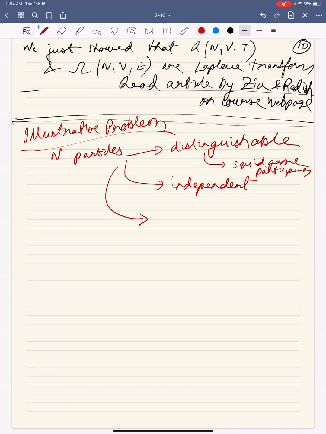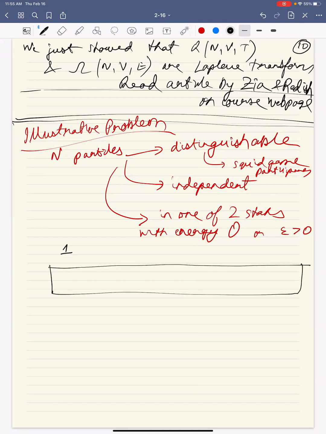And the third thing we are going to say is every particle can be in one of two states with energy 0 or epsilon. And epsilon I'm going to put more than 0, some non-zero value, okay? So how is this going to look like? If I look at particle number 1 and I draw a box over here, and particle number 2, and I go to particle number n, I can draw something over here.